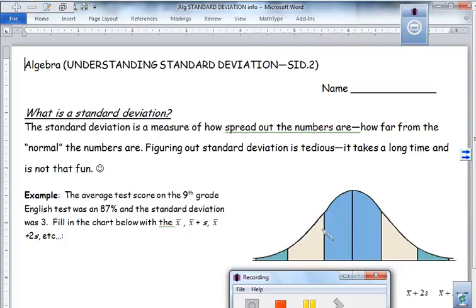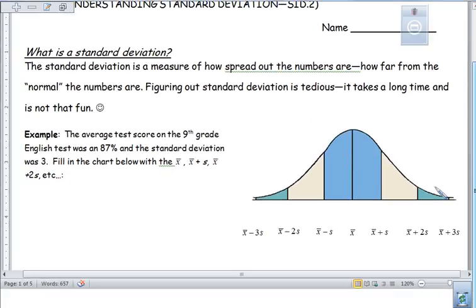Fill in the chart with X bar plus 1 standard deviation, and so on. So if we want to fill in this chart, we know that our average was 87. Then if we go 1 standard deviation away, we're just going to add 3. 2 away, add 3. 3 away, add 3 more. So then to go the other way, we subtract, subtract, subtract.